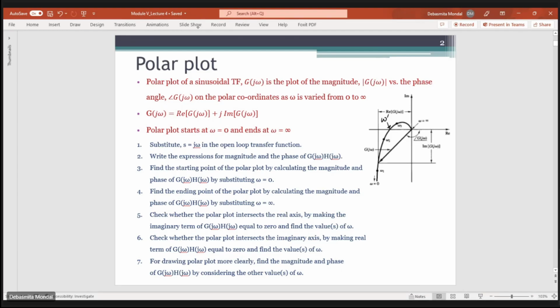Similarly, in this curve it is not intersecting the imaginary axis, but let's say the transfer function is given in such a way that it intersects the imaginary axis. That means the real component is equal to 0. So similarly, if you equate the real part of g of j omega to 0, you can find the frequency at which this polar plot will intersect the imaginary axis. And then you can find the value of the imaginary component at that position.